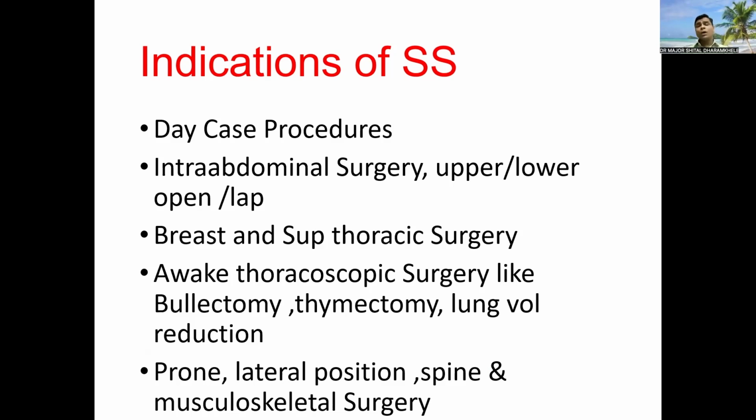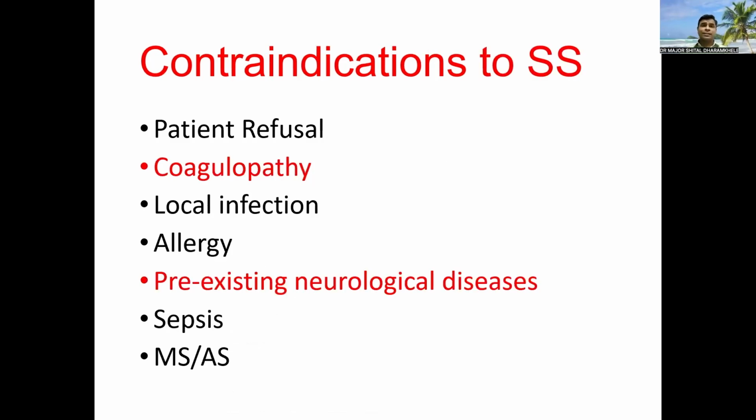Then if the patient is not able to be placed in position, like he is prone and not able to make the position, at that time you can use the segmental spinal in the lateral position, as well as for spine and musculoskeletal surgeries. So what are the contraindications to segmental spinal? They are the same as spinal anesthesia: patient refusal, coagulopathy, local infection, sepsis, aortic stenosis, and mitral stenosis.